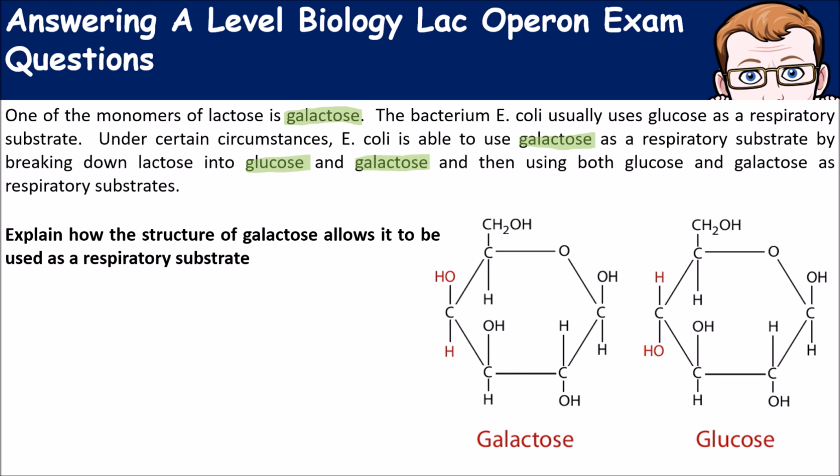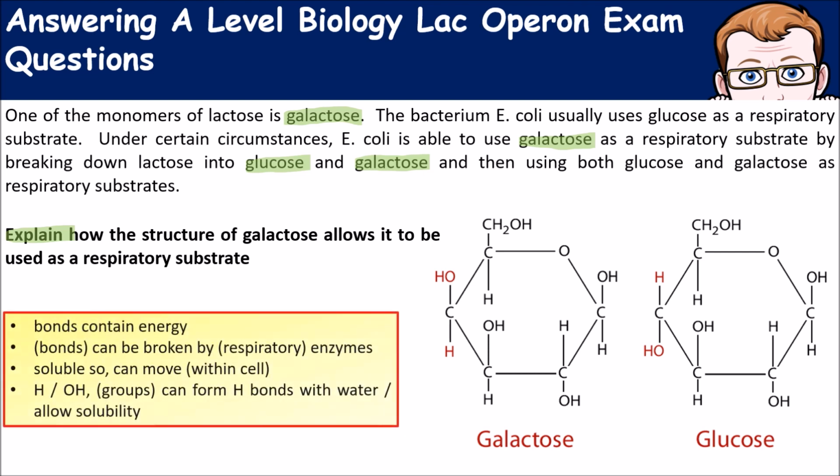So we're going to explain how the structure of galactose allows it to be used as a respiratory substrate. Same again, like we just looked at, talk about the fact that the bonds contain energy, and that energy can be released by respiratory enzymes. Talk about the fact that because you've got that H and an OH group in it, that will allow it to form hydrogen bonds with water, which makes it soluble.